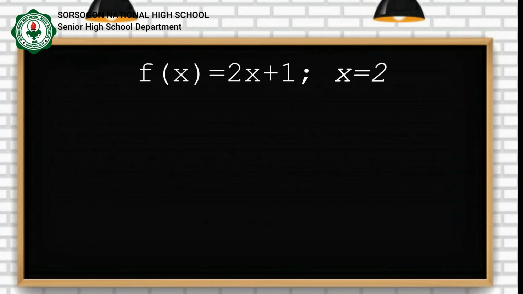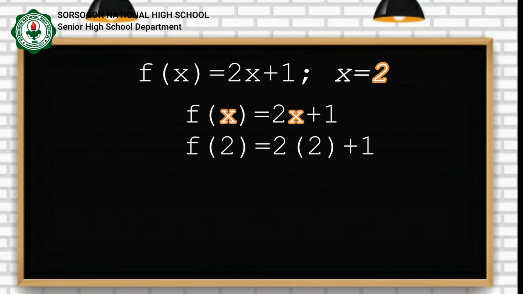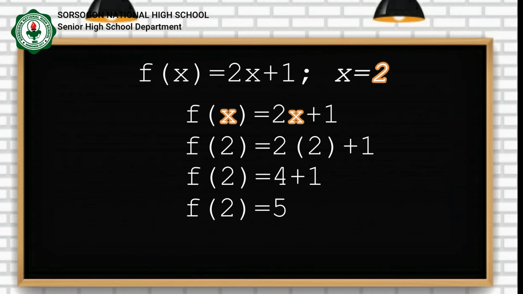Let's take a look at the following examples. Given the function f of x is equal to 2x plus 1, where x is equal to 2, we substitute 2 to the variable x in the given function. This gives us f of 2 is equal to 2 times 2 plus 1. Simplifying, we get f of 2 is equal to 4 plus 1, which is equivalent to f of 2 is equal to 5.